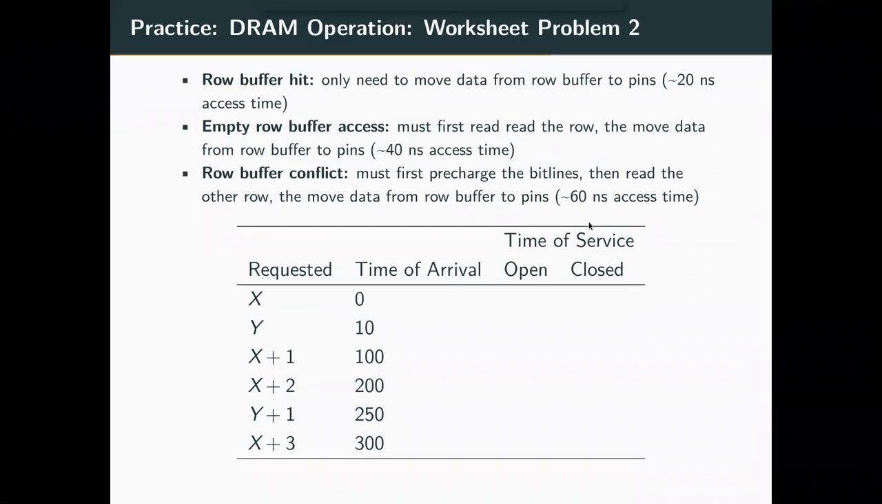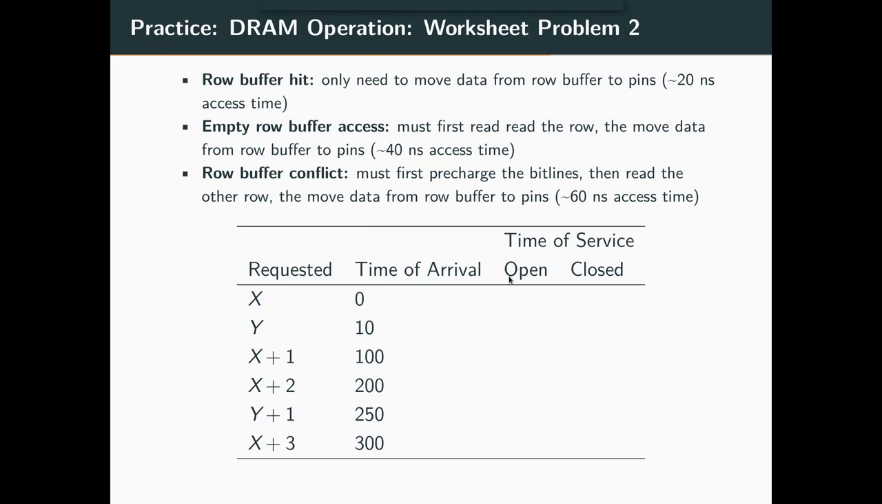So this kind of suggests that we don't like conflicts, right? These conflicts are pretty expensive if we have an open policy. And even if it's a closed policy, it's still annoying. Generally, we want to use the open policy over the closed policy, just because we do often have locality. But it doesn't do us any good if we just keep alternating between different rows and having to evict.